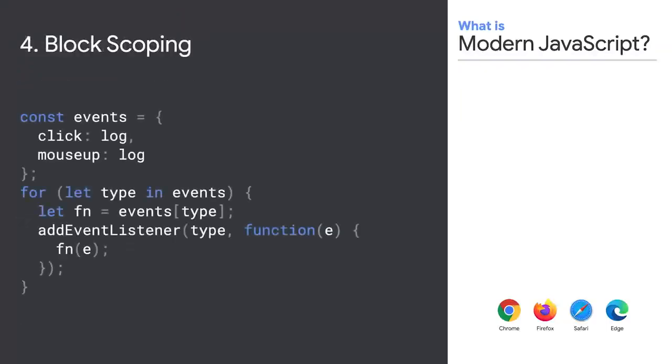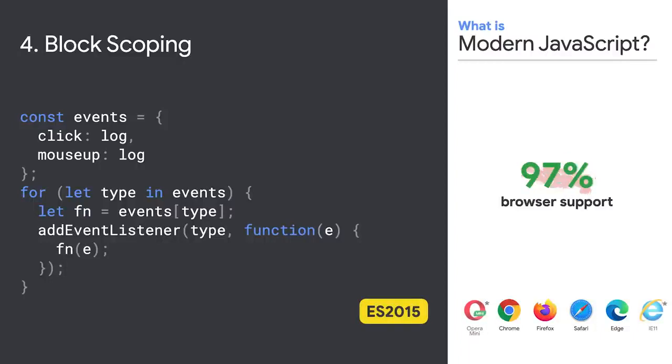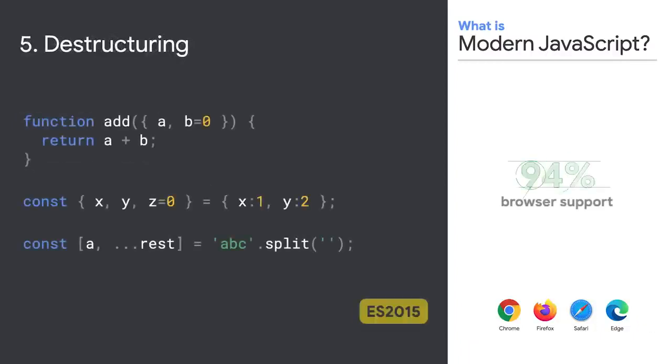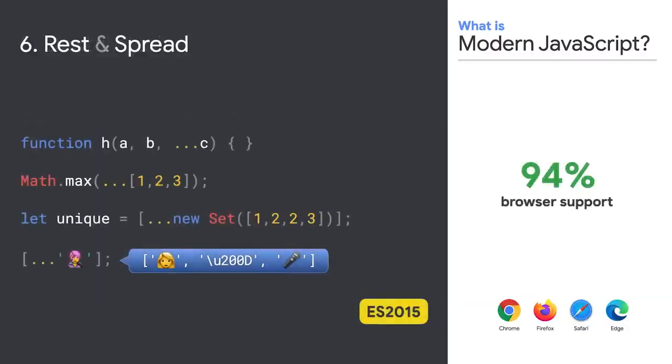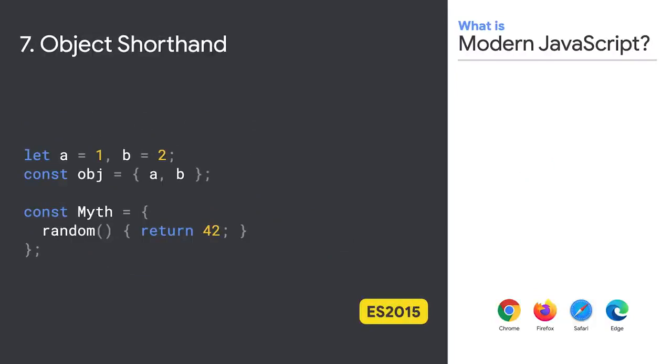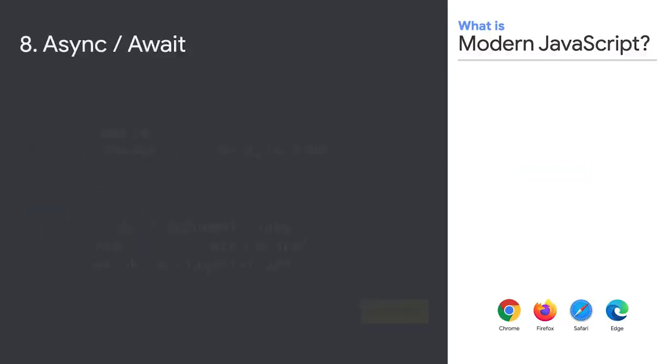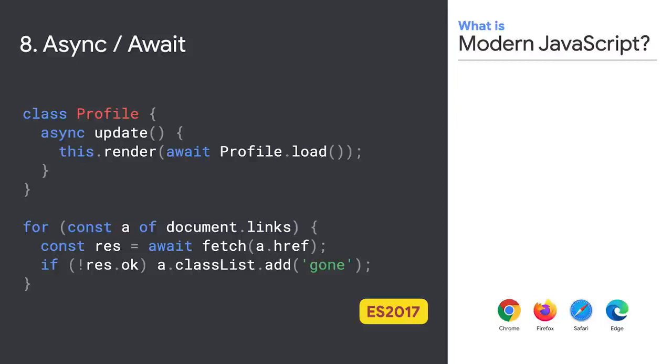Block scoped const and let declarations save us from var hoisting issues and have 95% browser support. And like we mentioned earlier, this is actually partially supported in some older browsers. So if we're careful, we could almost call this 97% support. Destructuring has 94% support. Rest parameters and array spread also 94%. Object shorthand, which was easy to forget wasn't in the language before ES2015, now has 95% browser support. And finally, async await, which even though it is an ES2017 feature, has 95% browser support.